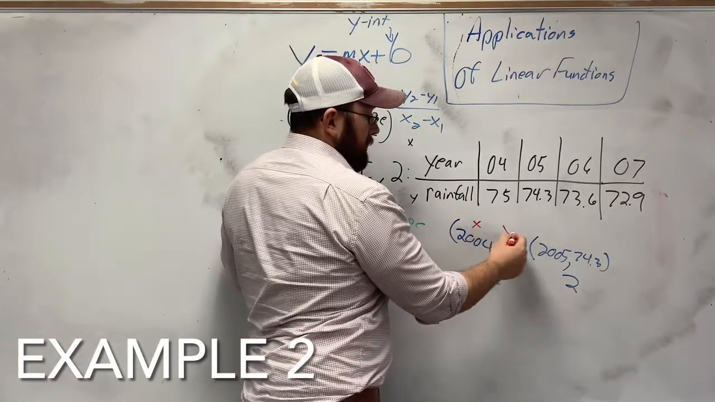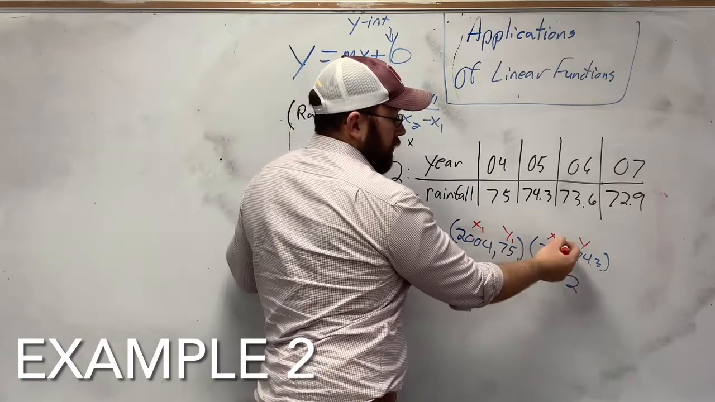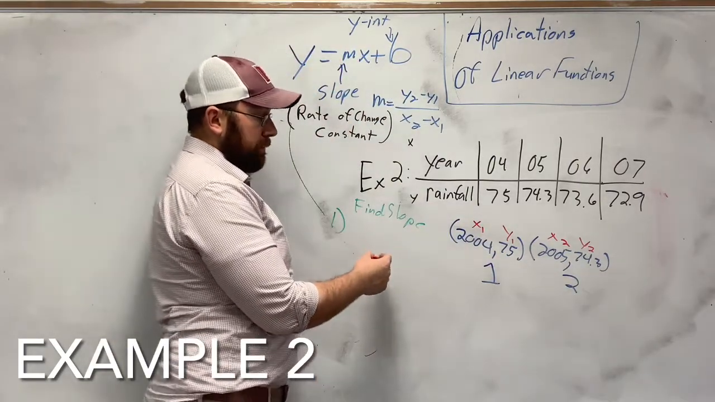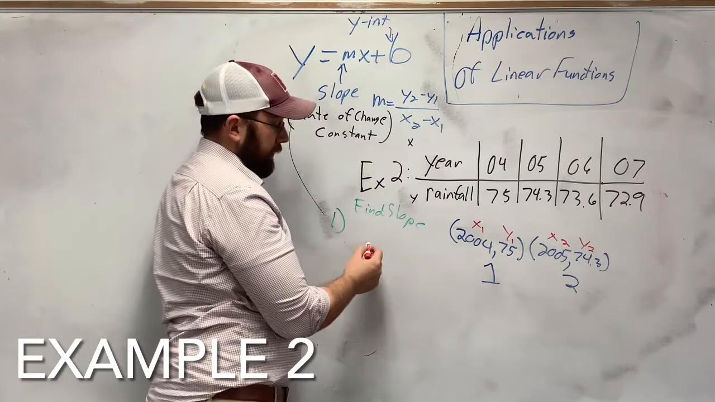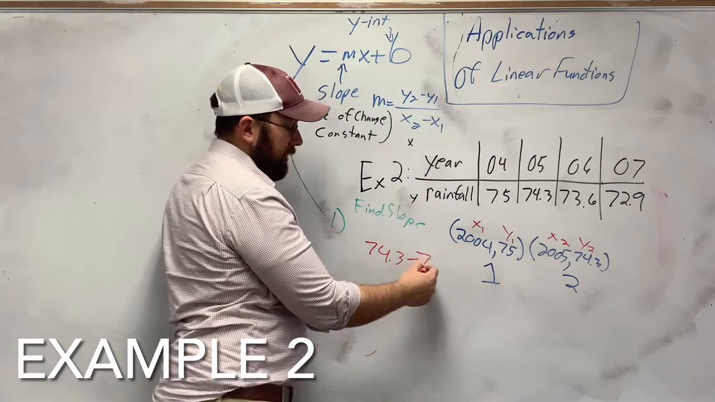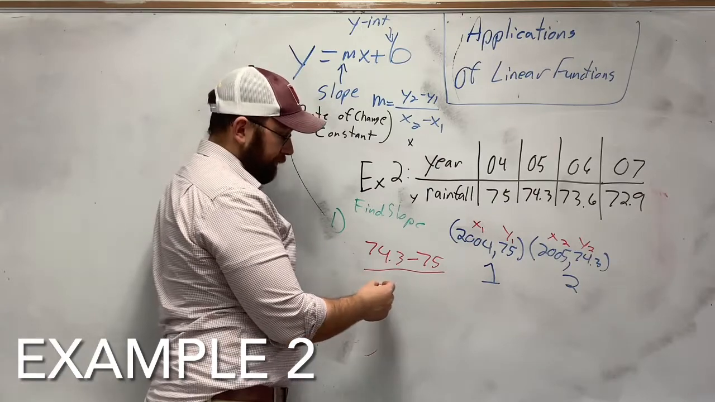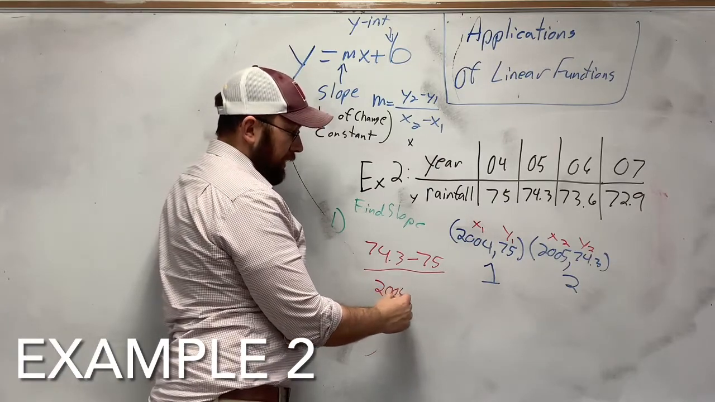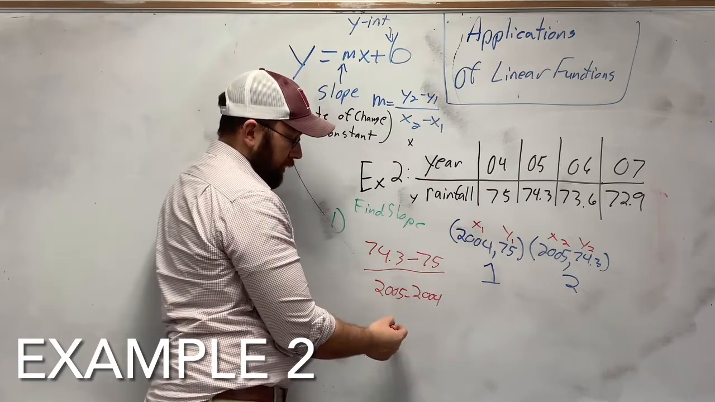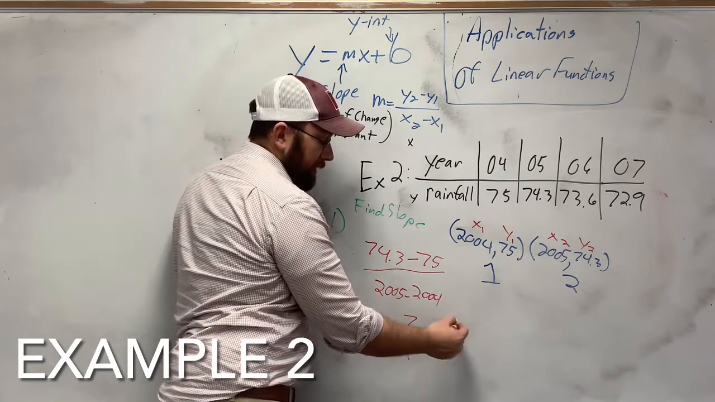So that's my X, that's my Y, that's my X, that's my Y. So that's 1 and 1. Those are my 2's because I labeled that 2. I can label it the other way, it doesn't matter. The slope will always come out the same. So I'm looking for my Y2 first, which is 74.3. Looking for my Y1 now, minus 75. Uh-oh, that's going to be negative. It doesn't matter. And 2005 minus 2004. So that gives me negative 0.7 over 1, which equals negative 0.7.